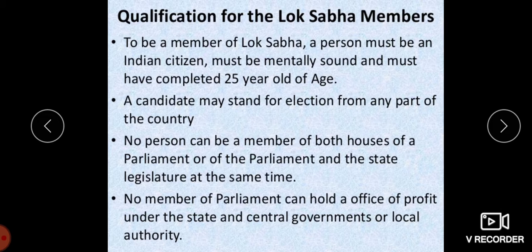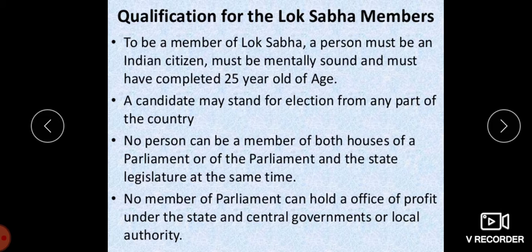The allotment of the members to the various states is made on a population basis. Uttar Pradesh is represented in the Lok Sabha by 80 members. Maharashtra sends 48 members. Goa, Manipur and Meghalaya 2 each, and Mizoram, Nagaland and Sikkim 1 each. The Union Territory of Delhi sends 7 members to the Lok Sabha.